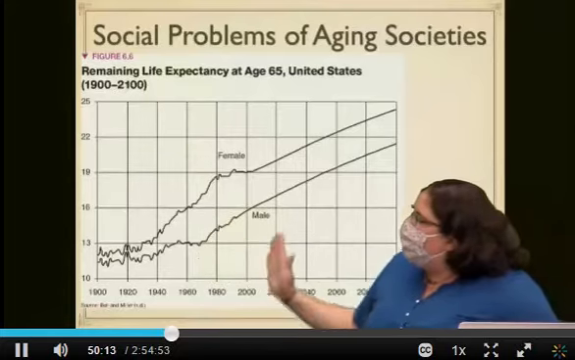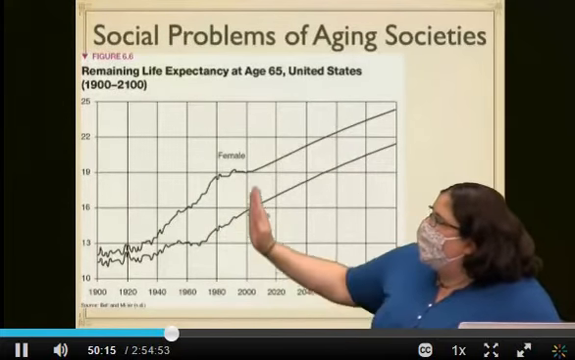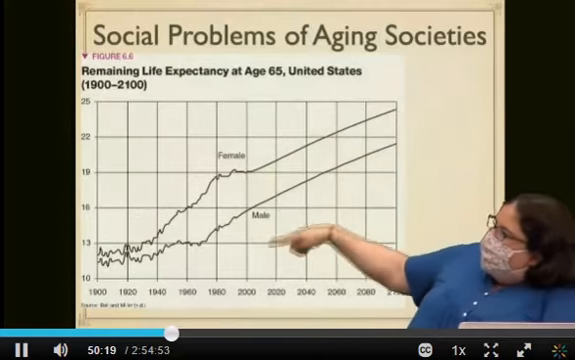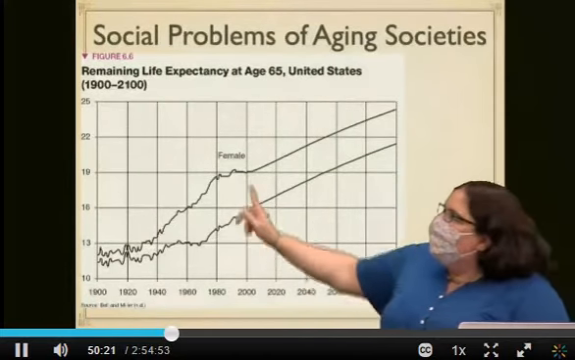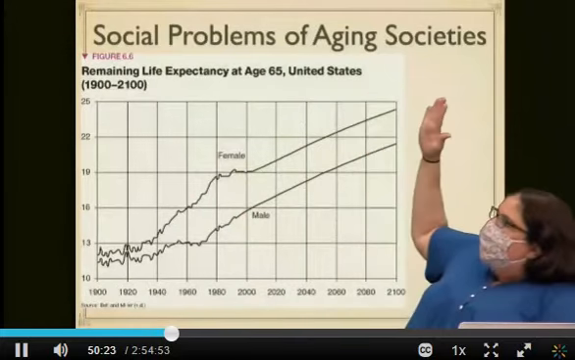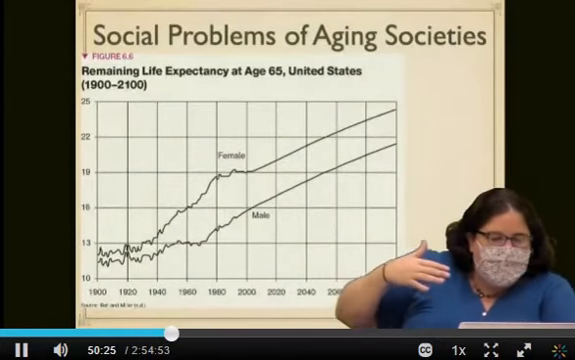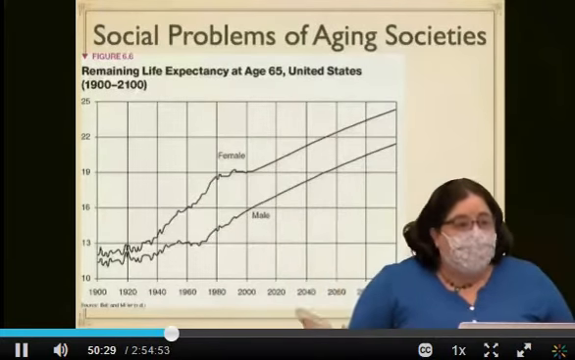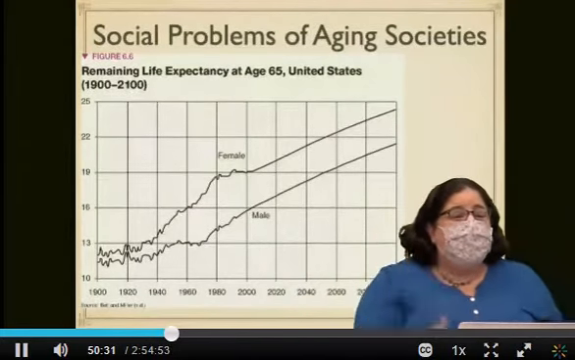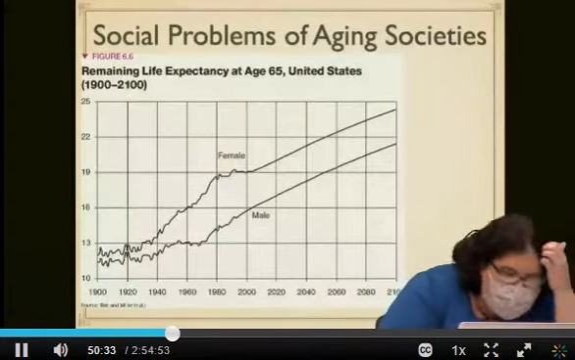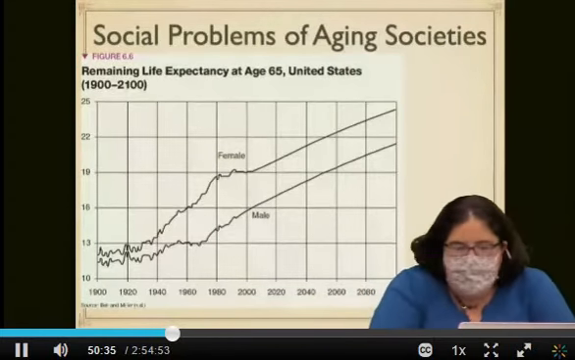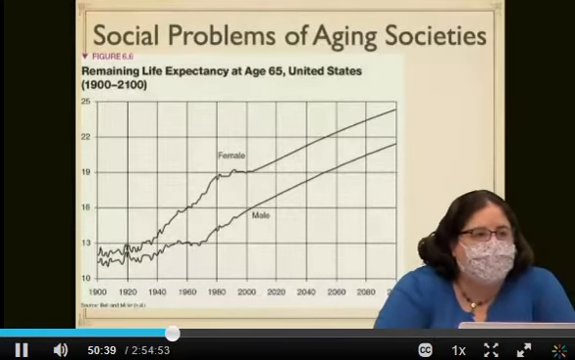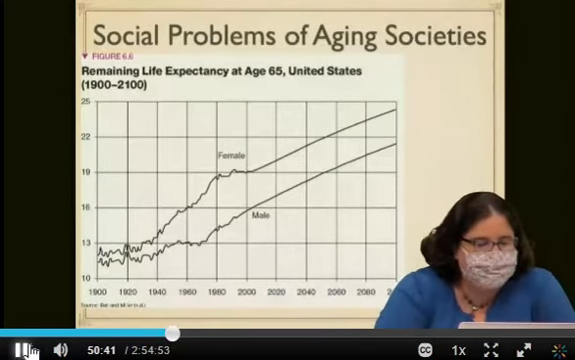And as you can see, this is until here, our actual data, and then these are estimates. That's why they're not as jagged. But men and women are projected to live longer and longer lives as we go forward, meaning more and more people are just going to keep having to draw on Social Security, and there's fewer and fewer people who can pay into it. Does that make sense? And why that would be a problem for society, at least this one aspect?